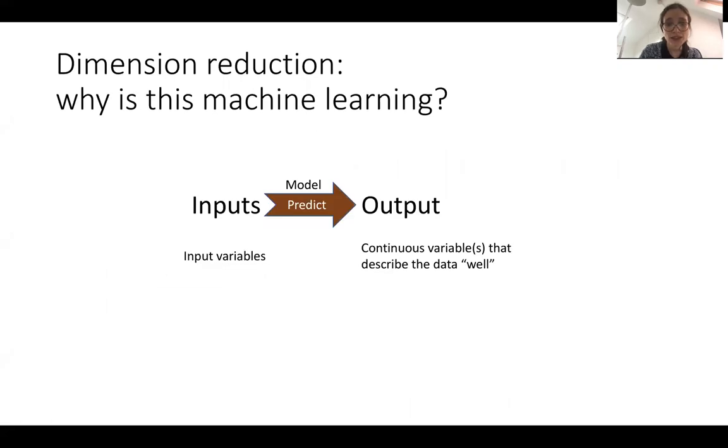So why is this machine learning? Well, what we want to do is to predict a continuous variable or variables from input data, and we want to train a model that does this using a training data set. However, we don't know what the meaning is of this continuous variable. So instead, we try to come up with a continuous variable that somehow describes the data well.